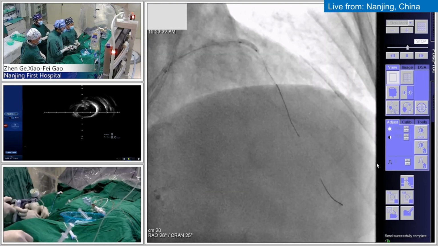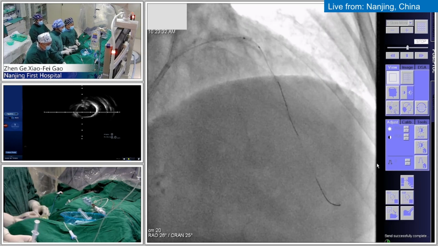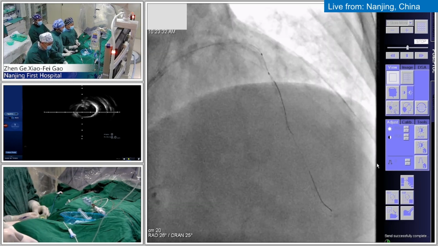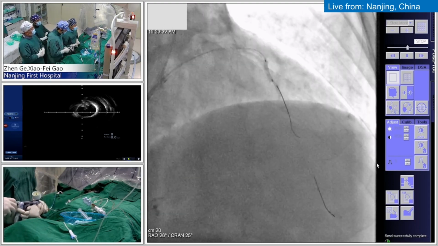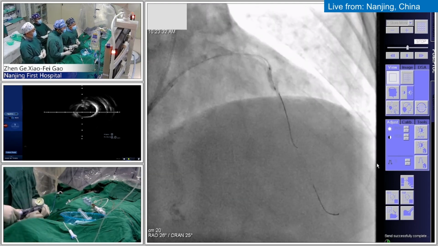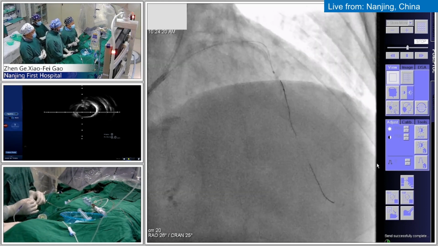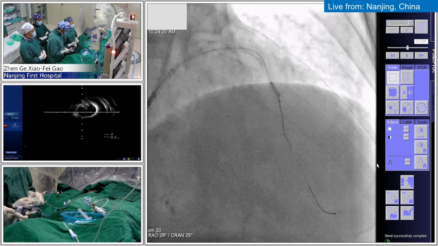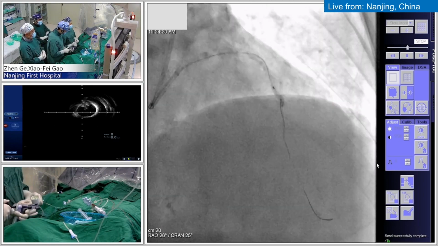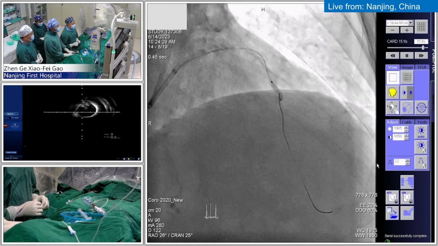12, 14, 16. Okay, it's good. 8, 10. You see? It's very well expanded.